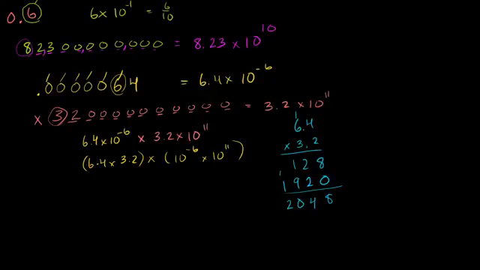Now, we just have to count the numbers behind the decimal point. We have one number there. We have another number there. We have two numbers behind the decimal point. So you count 1, 2. So 6.4 times 3.2 is equal to 20.48. So this is going to be 20.48 times 10 to the... We have the same base here, so we can just add the exponents. So what's minus 6 plus 11? So that's 10 to the 5th power. Right?